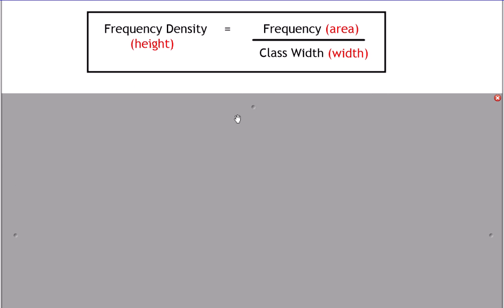Now this is basically what you've just been doing, but put into the language of histograms. So if I do it in normal language first, the height of a rectangle is its area divided by its width. Or in histogram language, the frequency density on a histogram is the frequency divided by the class width. Okay, no different to what you were just doing, it's just the language is different. Frequency density means height, frequency is the area, and class width is how wide the bar is.